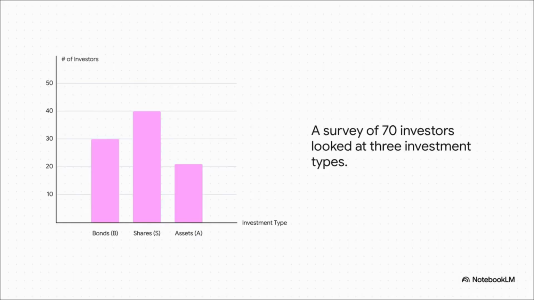So let's apply this. Imagine a survey of 70 investors. We know how many invested in bonds, shares, and assets. We're also given info about the overlaps. The most important piece of data to start with is this: 7 investors held all three. So let's put that number 7 right in the bullseye of our diagram. Okay, now we build outwards.